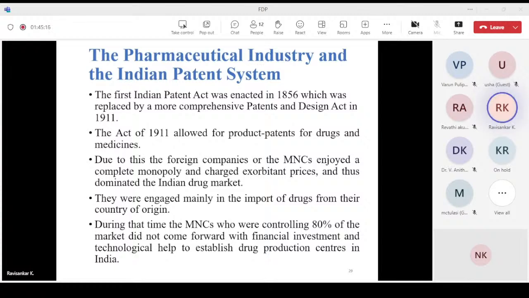And the MNCs dominated the Indian drug market. They were engaged mainly in the import of drugs from their country of origin, and they did not manufacture any drugs in India. During this time, the MNCs were controlling 80% of the market, and they had not made any financial investments or provided technology help to establish drug production centers in India.